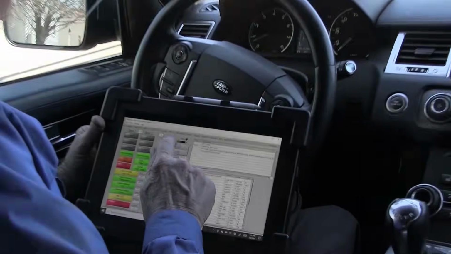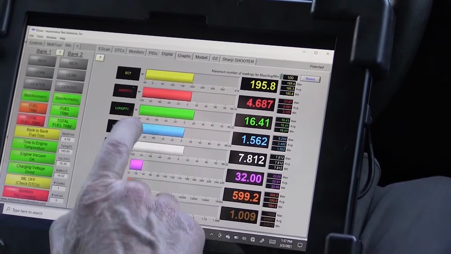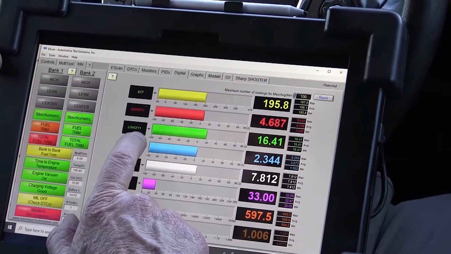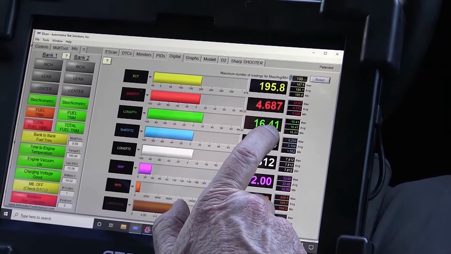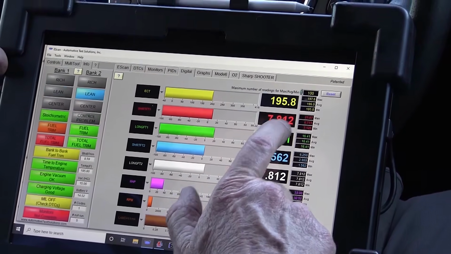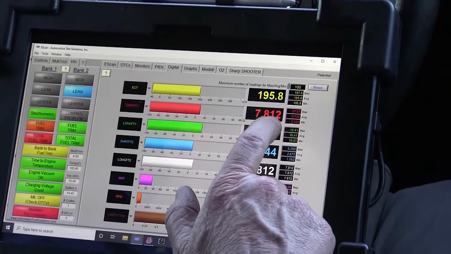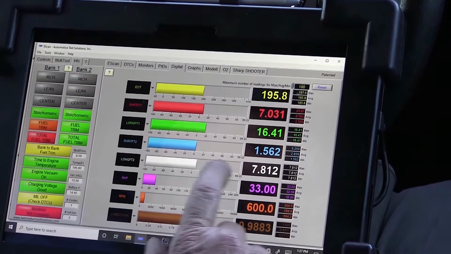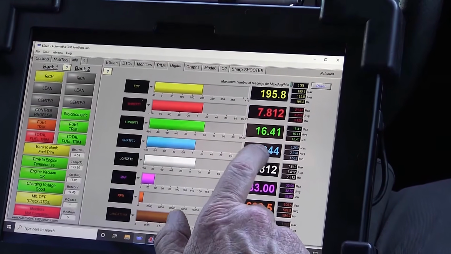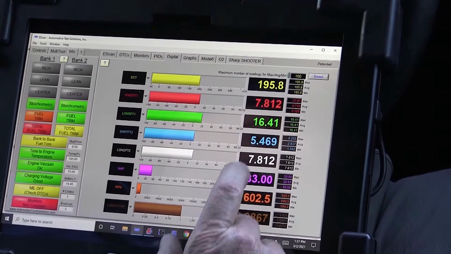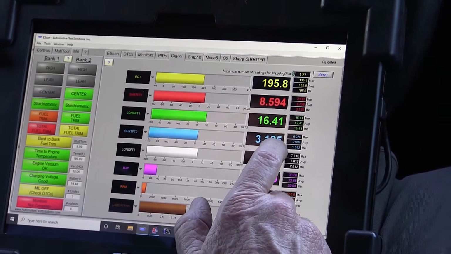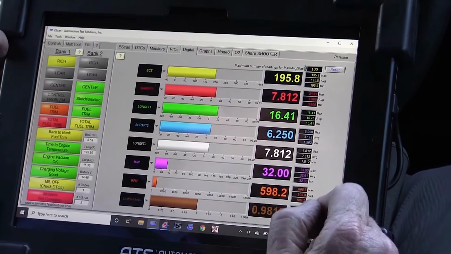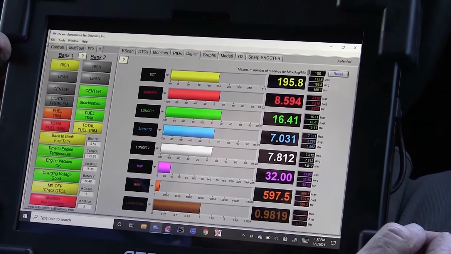So I want to get some more data here, and I can see where I have a long term of 16 and a short term of 4.3. So I've got about 22% total trim on bank 1. The long term on bank 2 is about 10 to 12% right here. So bank 1 has way more trim problem than bank 2. Bank 2 seems to be okay right now.